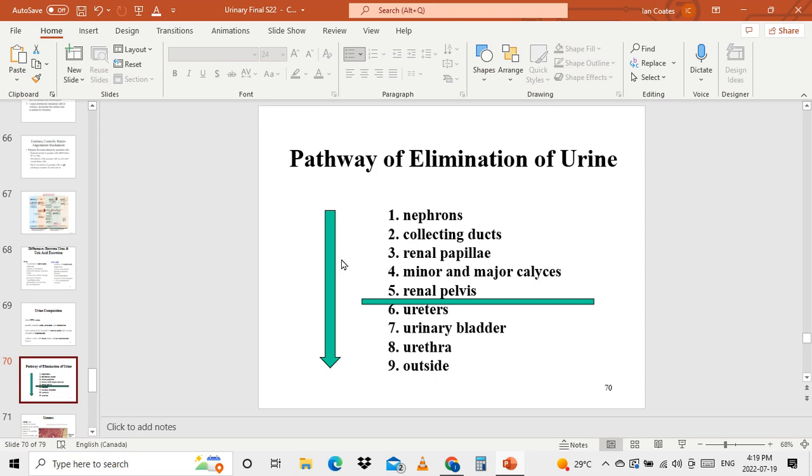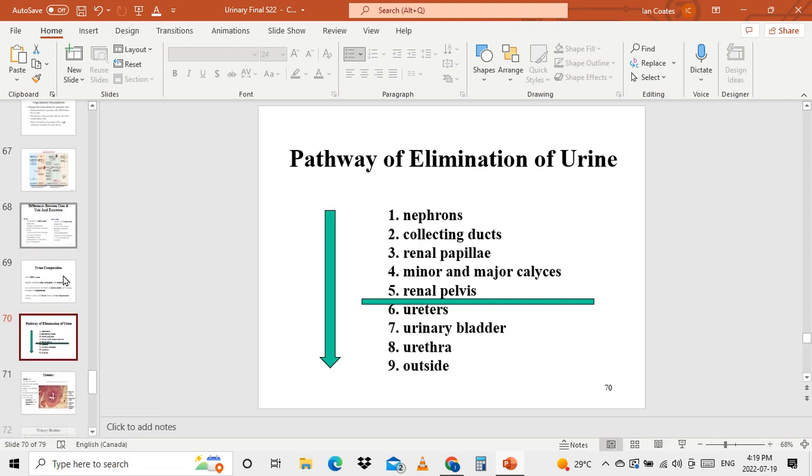But you'll see here the process of elimination as far as urine goes. We started off in the nephron, and then we move on to the collecting ducts. And then we're down into the renal papillae, major and minor calyces, the renal pelvis. And this is what we've talked about so far. The end of the PowerPoint here, we're going to move from the ureter on out. Ureter, bladder, urethra, and then to the outside.